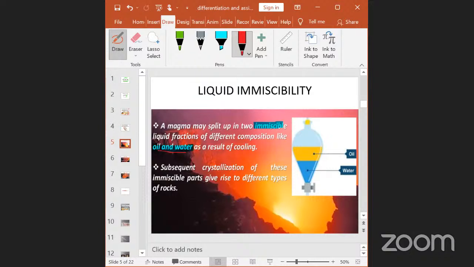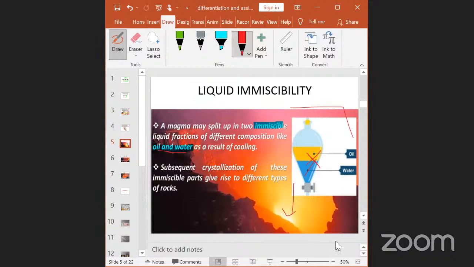For example, you see this picture. This is oil and this is water. A mixture of oil and water could be homogeneous at a certain temperature, right? But when the temperature falls, they will become immiscible, so they cannot mix with each other. This picture is very clear here, right?